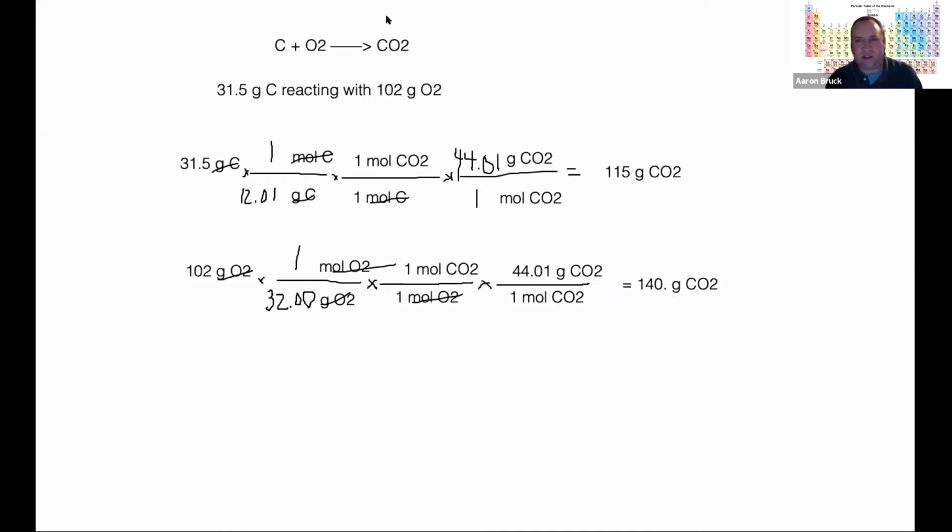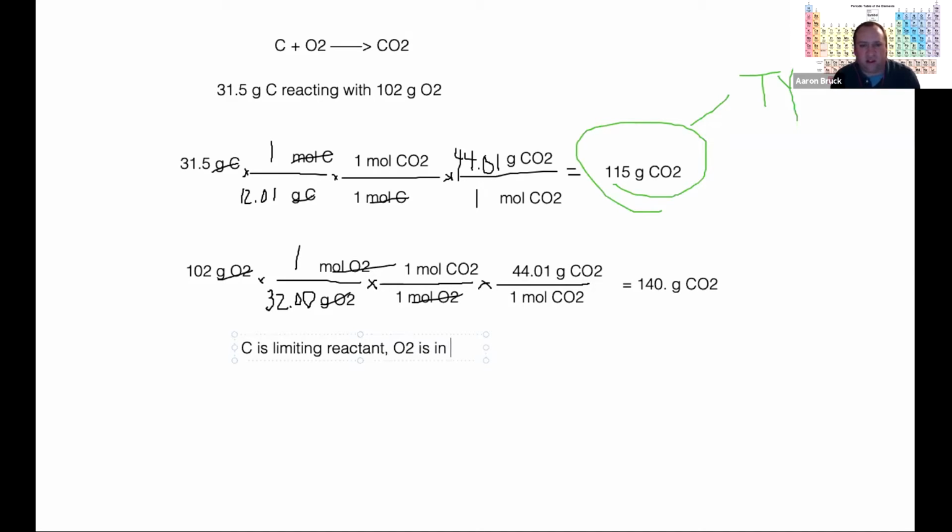And so what can we say about this? Well, we can say that this is our theoretical yield. 115 grams of carbon dioxide is our theoretical yield. Carbon is the limiting reactant. Oxygen is in excess.